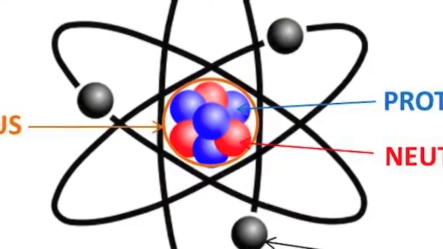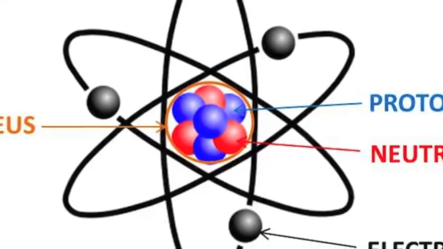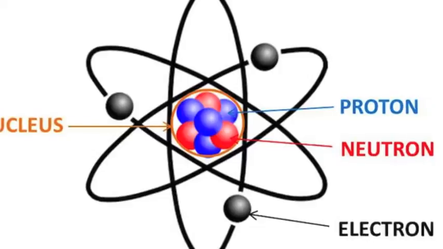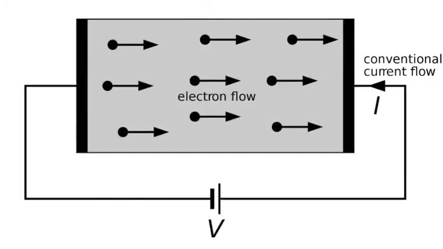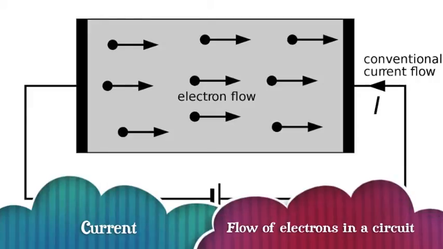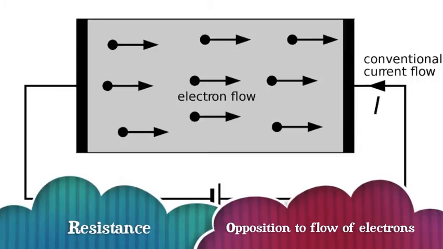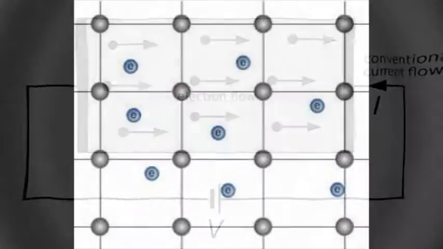Matter is made of atoms. The atom is made of protons and neutrons in the nucleus, along with electrons, which are negatively charged. The flow of electrons through a material is what causes a current. Resistance is the opposition to the flow of electrons. Let's see what causes a resistance.